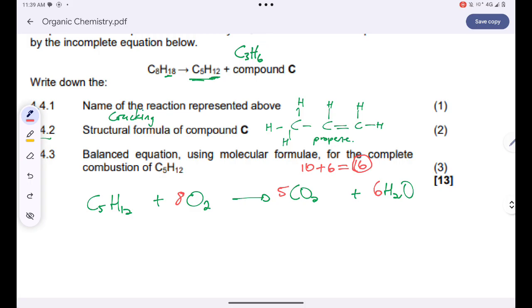Now let me check. I have 5 carbons on my left hand side, 5 carbons on my right hand side, 12 hydrogens on my left hand side, 12 hydrogens on my right hand side, and then 16 oxygens on my left hand side. I also have 16 oxygens on my right hand side. So now the equation is balanced. And then you'll get your full 3 marks.